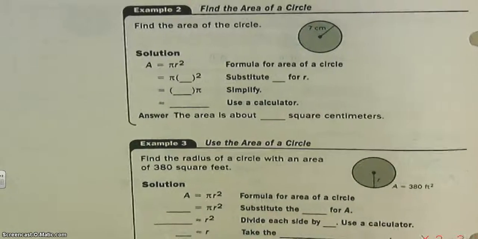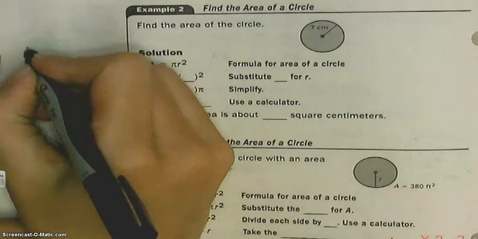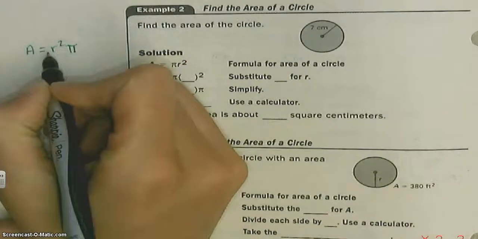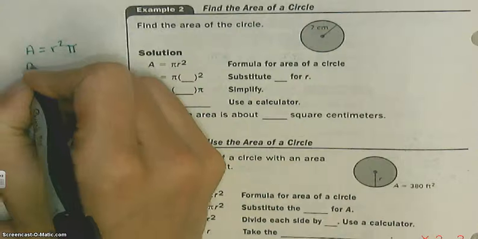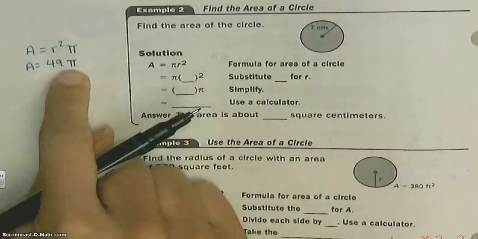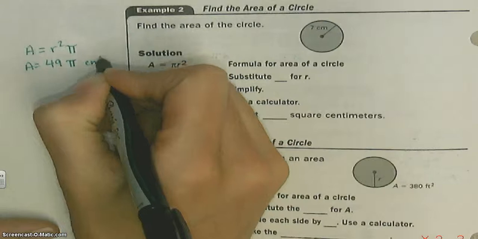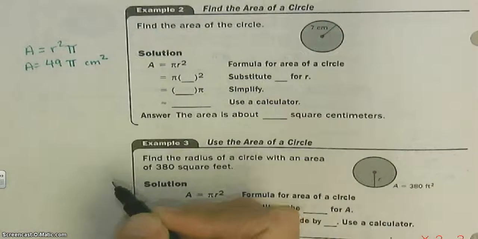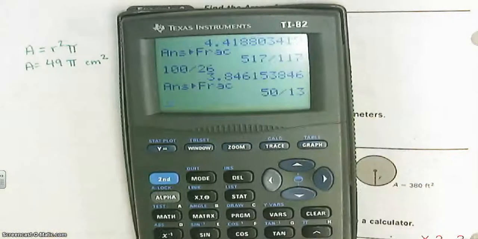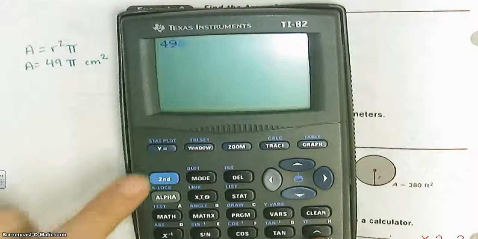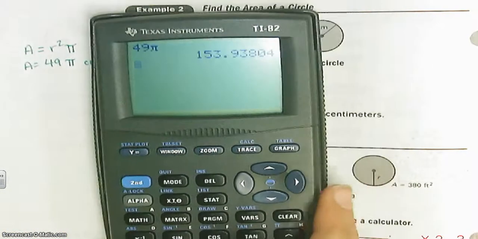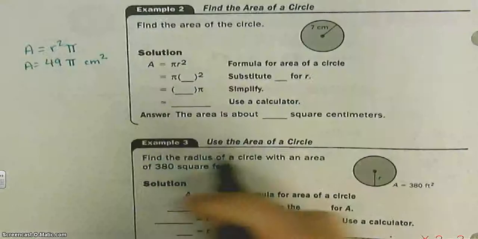Find the area of the circle. So the first thing we do is we write our formula. Area equals r squared pi. What's the radius? The radius is 7. Area equals 49 pi. If you don't have a calculator, you can leave it like this. Centimeters squared. If you do have a calculator, you can put it in. And we've got 49, there's our pi button, is 153.9.